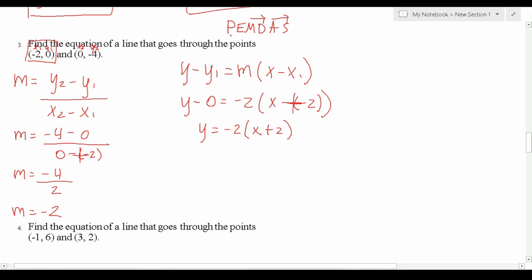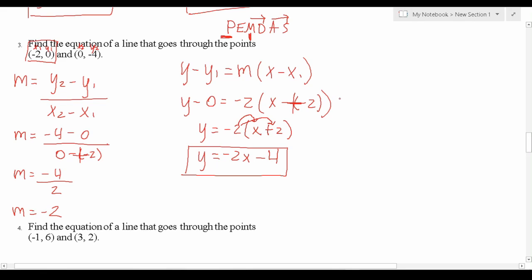Now that we've worked out what's in parentheses first, we can move on to multiplication, which we have right here, when we have to distribute this -2 to this x, and likewise this -2 to this +2. So let's go ahead and do that. y equals -2 times x is -2x. -2 times +2 is -4. And now we've answered this question. That is, we've written an equation of the line given those two ordered pairs on the line.